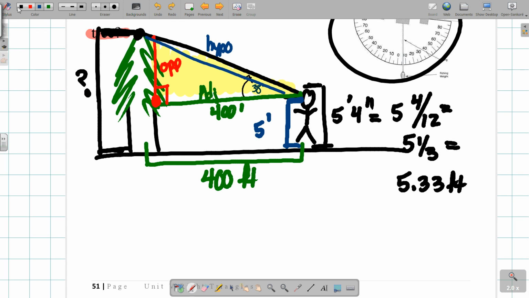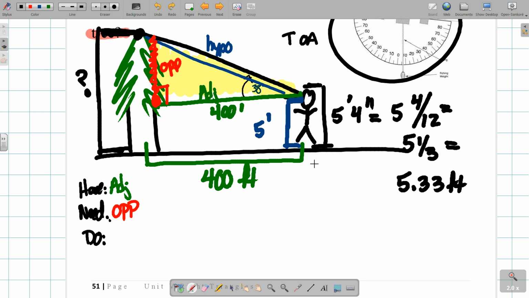Have, need, do. We have the adjacent side, which is the 400. We need the opposite, but warning, opposite is only that squiggle. We do need it. It's going to come into play here, but we need the opposite. What do? We have an OA combo. Tangent, TOA. So it's tan of theta over 1 equals opposite over adjacent.